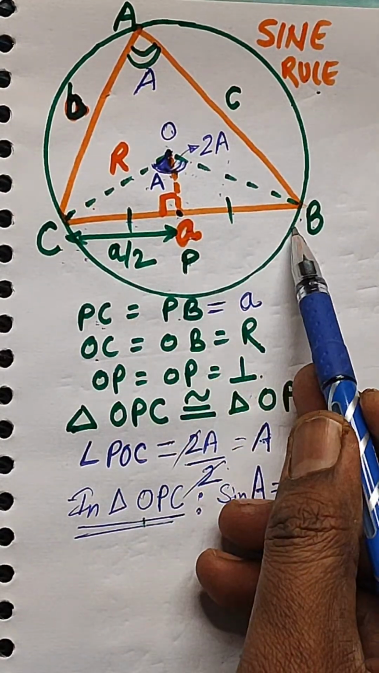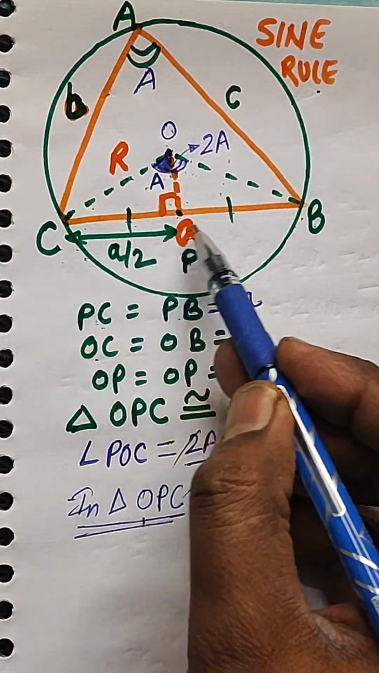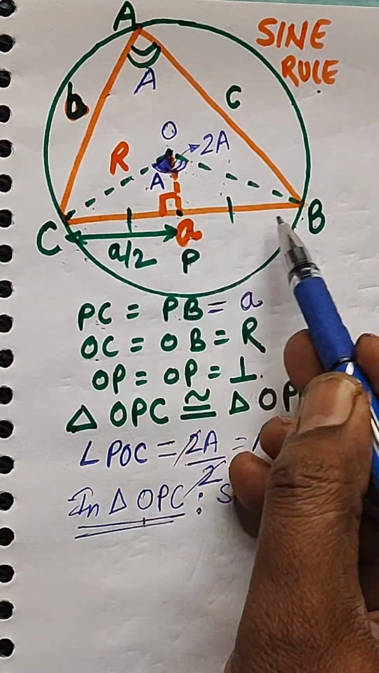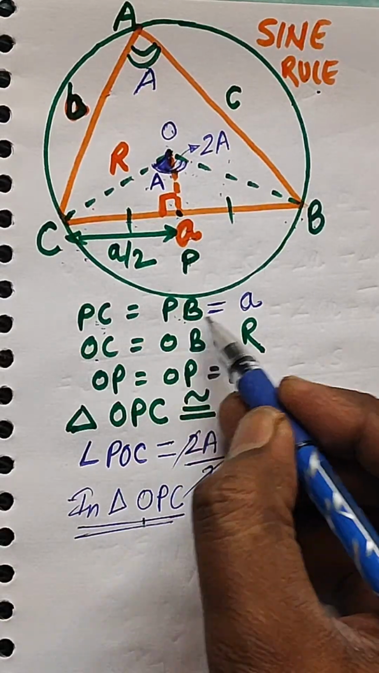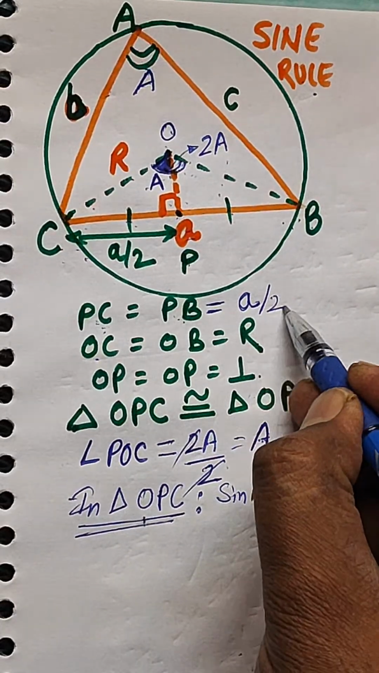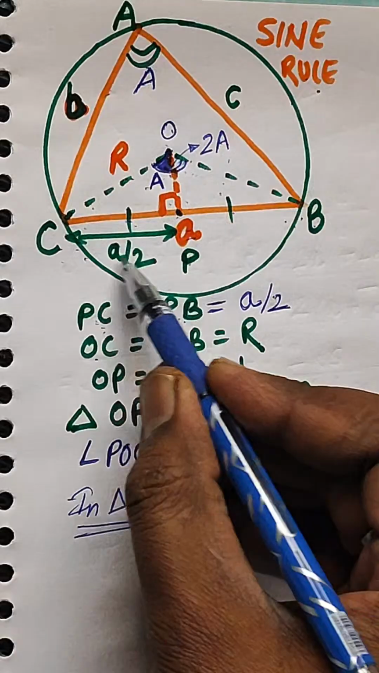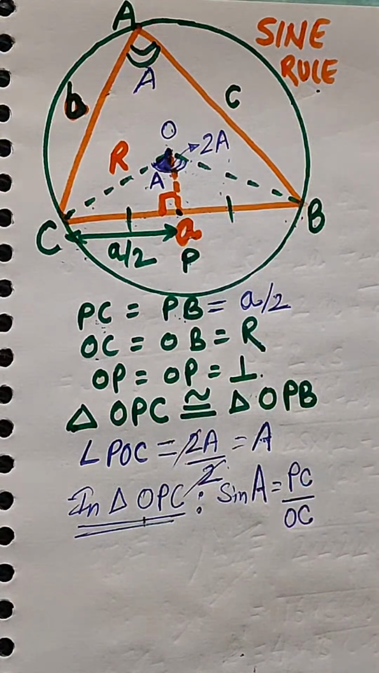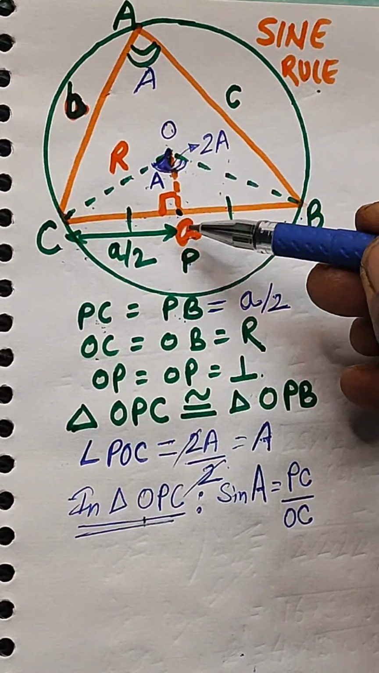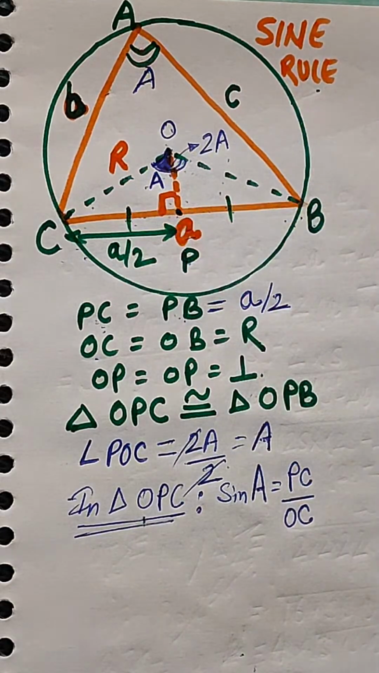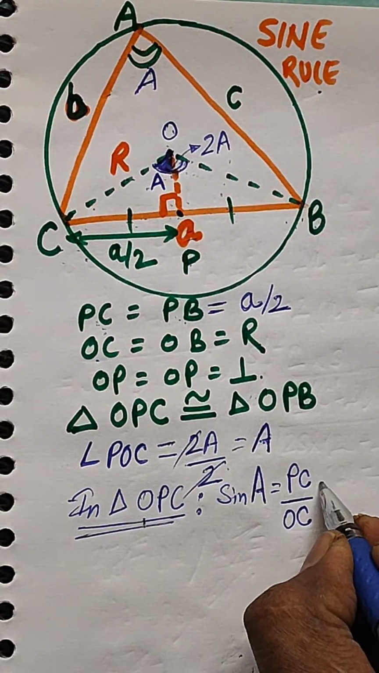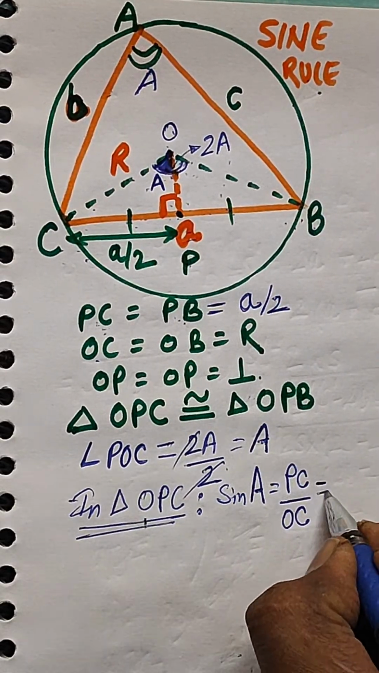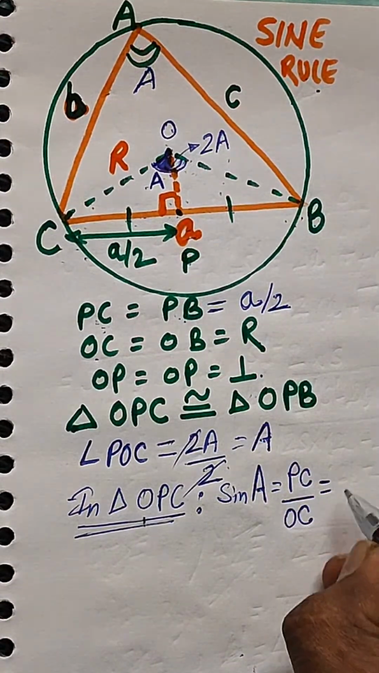PC is equal to PB, and the entire length PC plus PB is a. So PC and PB are equal, so it is equal to a by 2, not a, right? Because these are equally bisecting. You remember the theorem, perpendicular drawn from the center to any chord of a circle. So from this we can write the length of PC. The length of PC is a by 2.